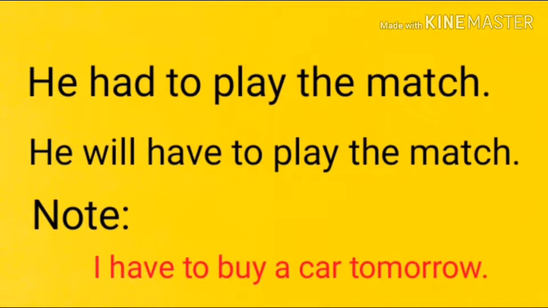But we can use have to for future arrangement. If something is necessary to be done in future and the date or time or day of the action is fixed now, we can use have to in place of will have to. I have to buy a car tomorrow, means it's an arrangement of future, so we can use have to in place of will have to when there is a time, date or day of the action to talk about the future of must or have to.